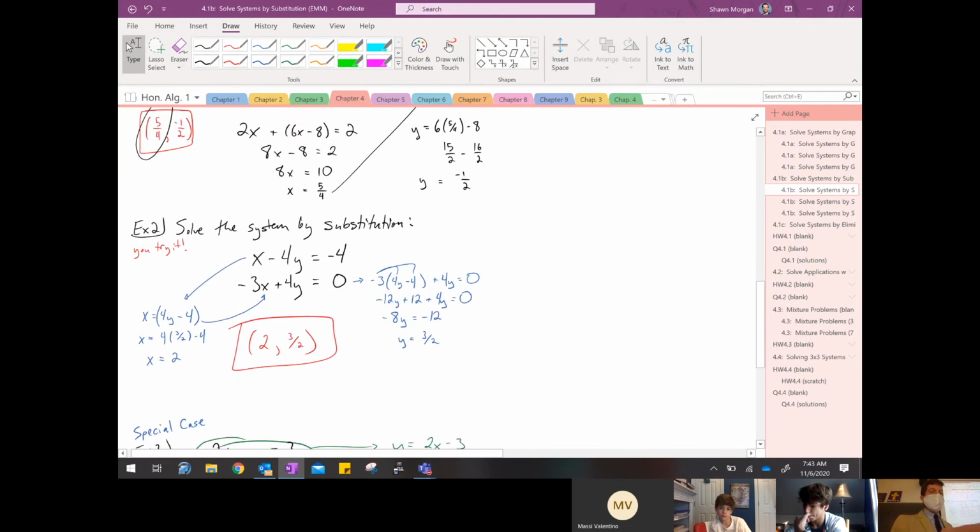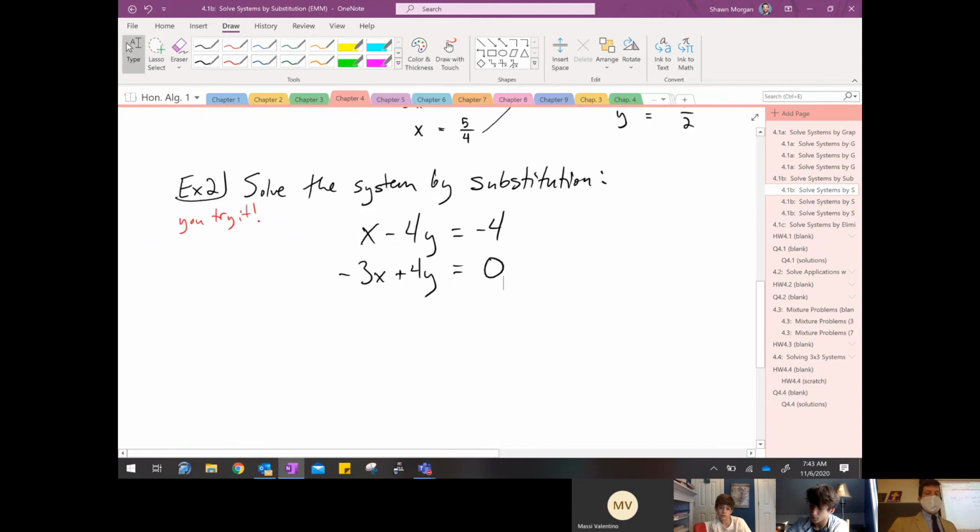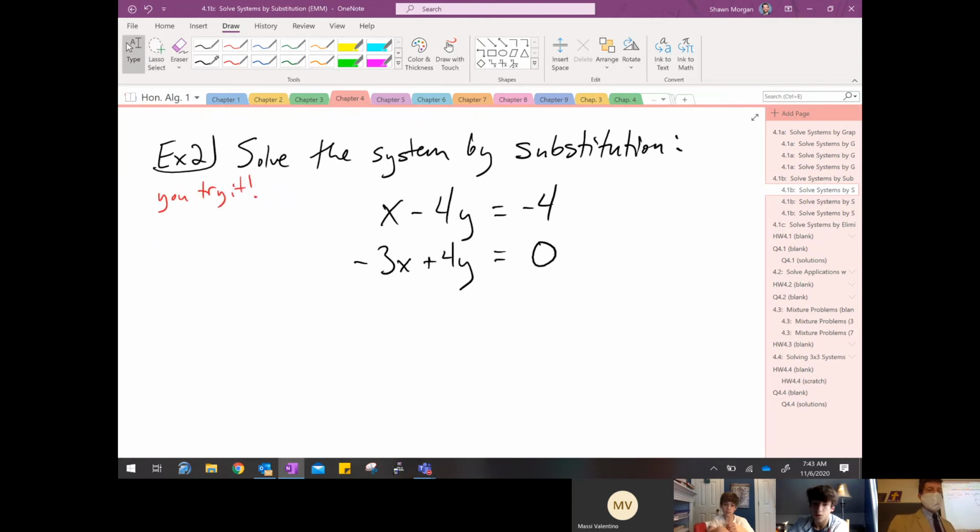Why don't you guys try? Now I will actually make you guys try this on your own. We know what answer we're supposed to get: 2 and then 3/2. Why don't y'all try this one on your own? We did this one earlier, and instead of substitution, let's try elimination.